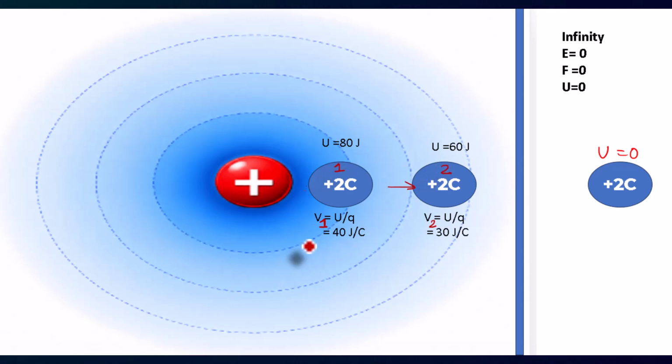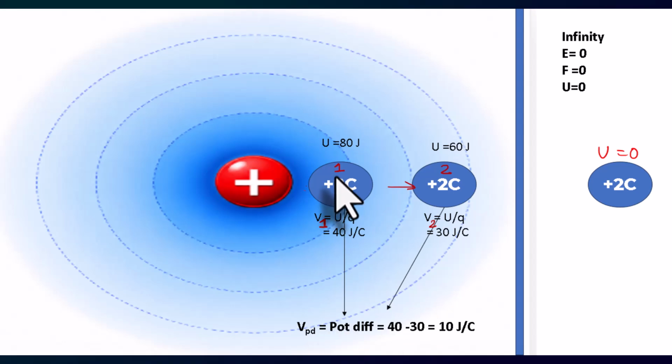Okay. So, now we have understood two things. Electric potential energy is the energy gained by charge. Electric potential is the energy gained per unit charge. Now is the time to talk about potential difference. Potential difference is the difference in electric potential between any 2 points in the electric field. So we have point number 1, point number 2, they have their electric potential. The difference between them is potential difference. Between these 2 points, the potential difference VPD will be the difference in their electric potential, 40 minus 30, 10 joules per coulomb. So that's potential difference.